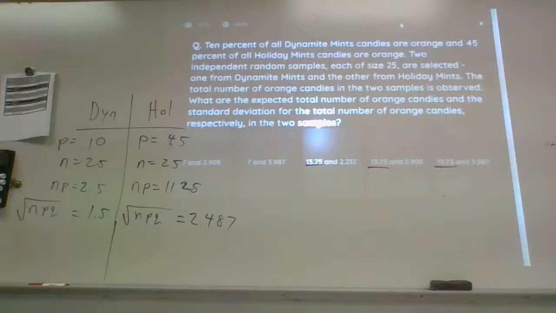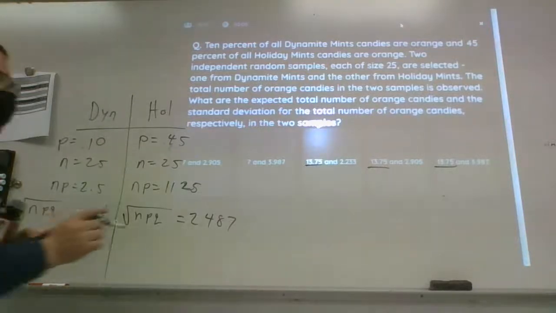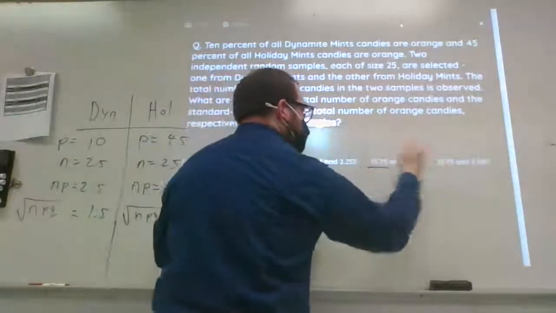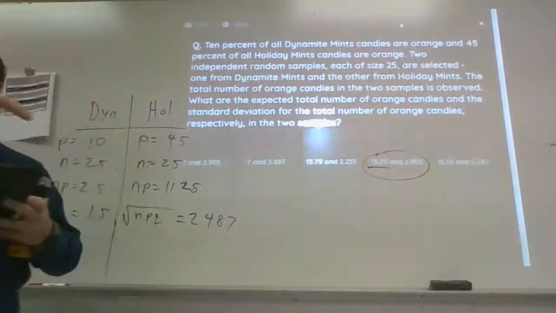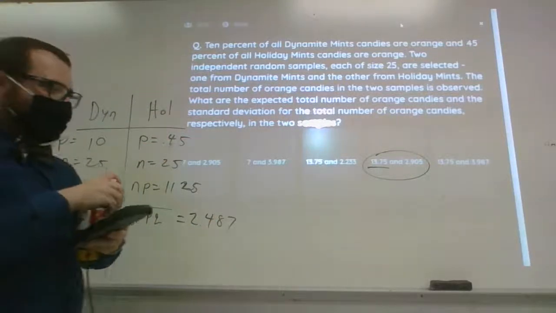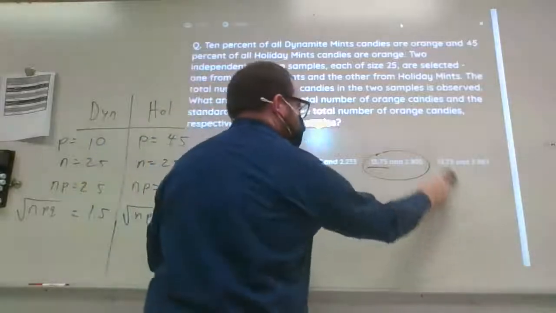How do I combine two independent standard deviations? Variance. Square them, add them, square root them back. So that's exactly what I'm going to do. Square them, add them, square root them back. Yay, I did it. That's what my calculator says.